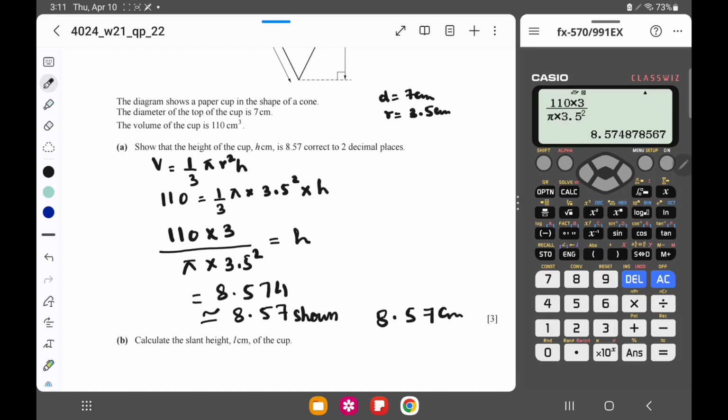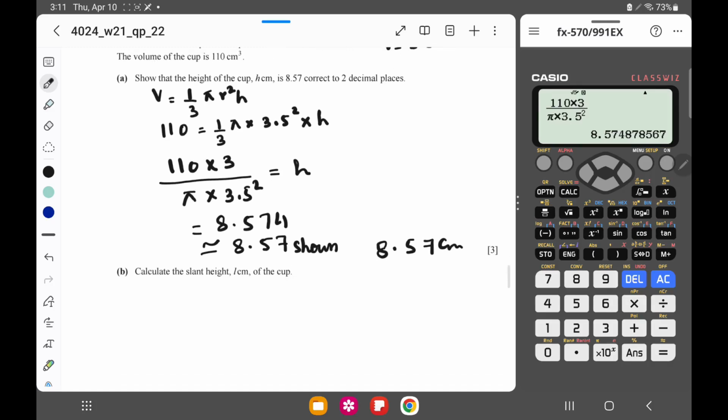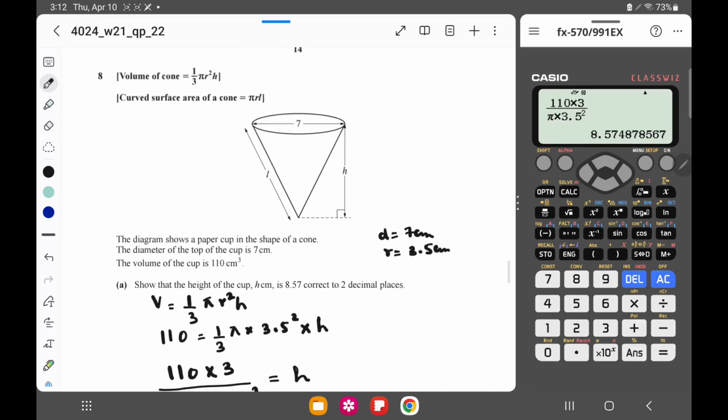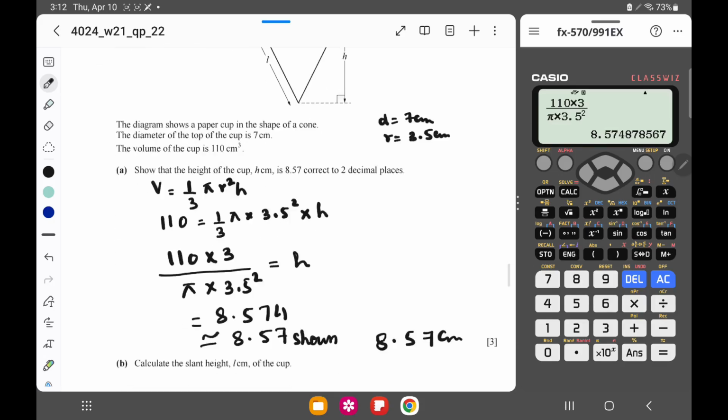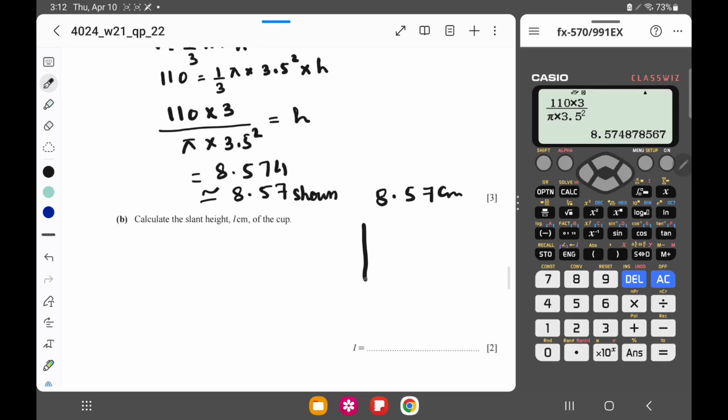Alright, now calculate the slant height L of the cup. It's very easy now. Here in this question we can see a cone. 3.5 centimeters is the radius, and 8.57 is the height already, and this is the slant height. With the help of Pythagoras theorem, it's very easy to find the slant height.